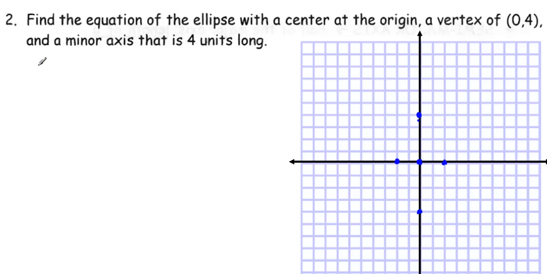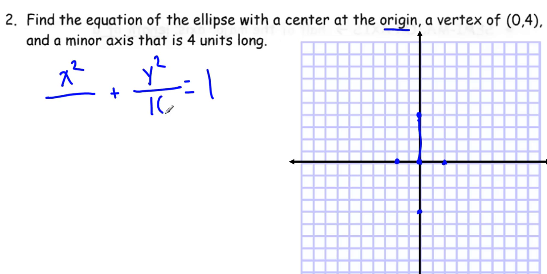If we start our equation, since our center is at the origin again, we're going to have x squared and y squared as our numerators. To find our denominators, it looks again like we've got a vertical ellipse. So our a value should be underneath our y, which is a length of 4. 4 squared is 16. Since they gave us the minor axis, remember our minor axis is 2b. So 2b equals 4, b equals 2, we want b squared, so 2 squared is 4. So we've got our equation right off the bat. x squared over 4 plus y squared over 16 equals 1.